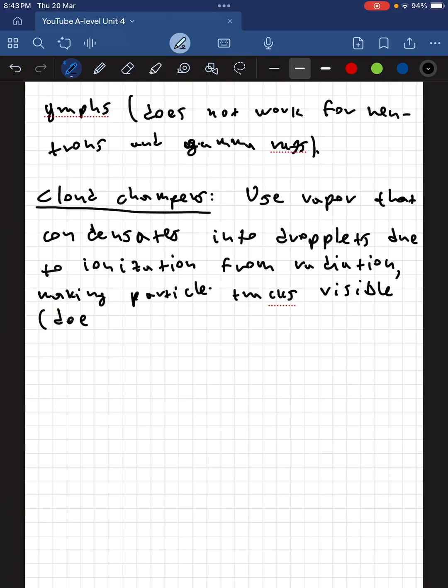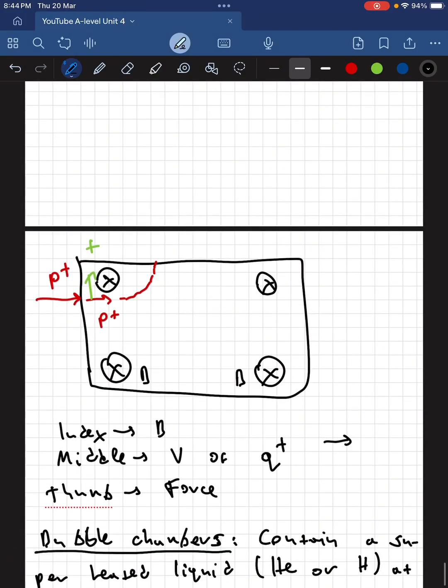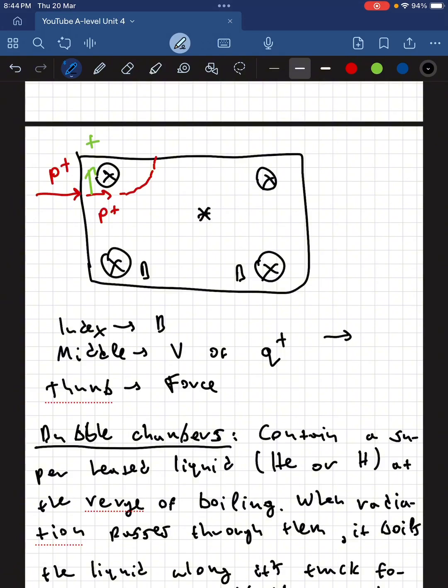So I'm going to write here, it does not work for neutrons and gamma rays. That's it about the principle of operation. Now remember when I said that in this example, how would we know that this is a proton and not, say, a positively charged oxygen ion? Simply by its mass.